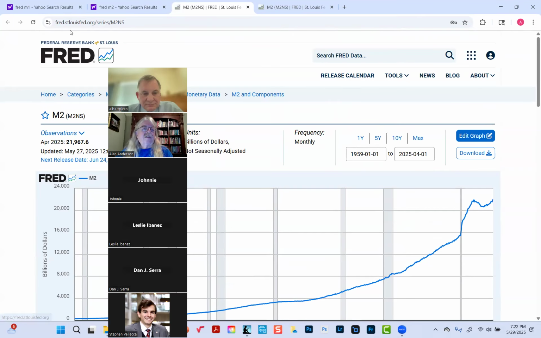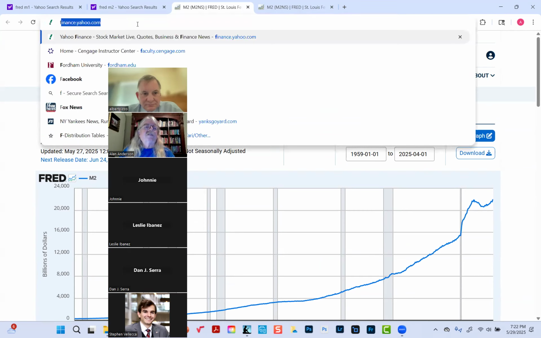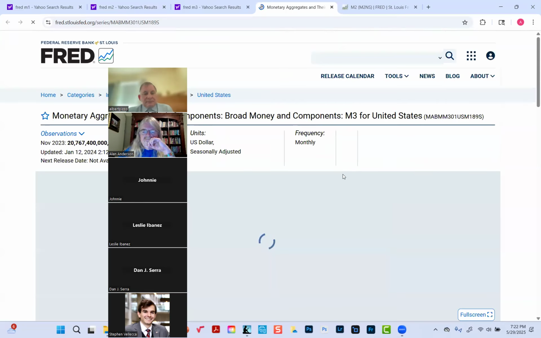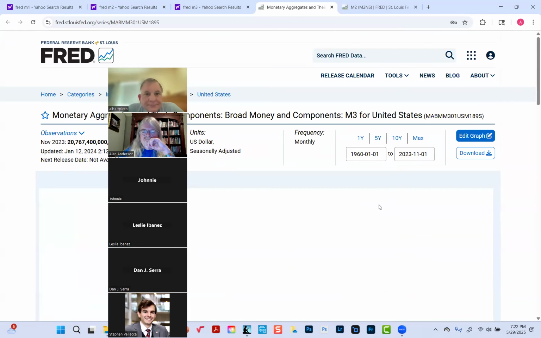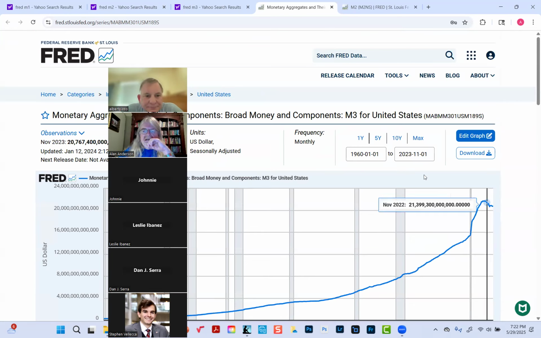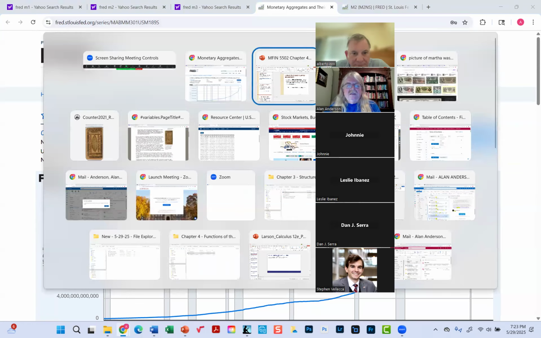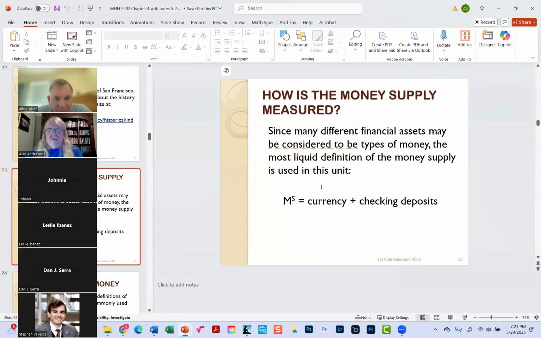They also have a few others, like they used to have an M3. I'm not sure if that's still being published. Yeah, it looks like they stopped printing that in 2023. It's just not important enough. And they had a few others, but M1 is really the most important one. That's the one that they usually look at when they conduct monetary policy.